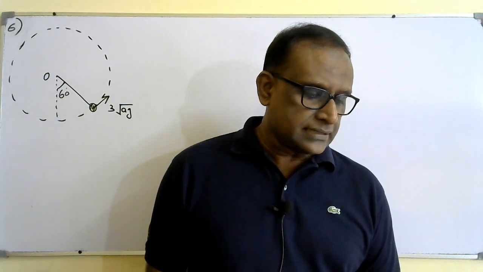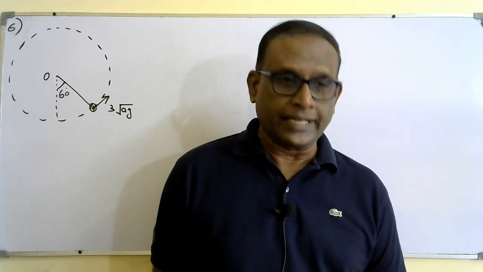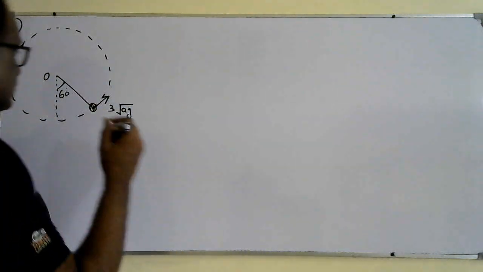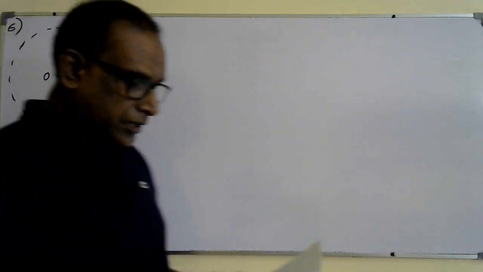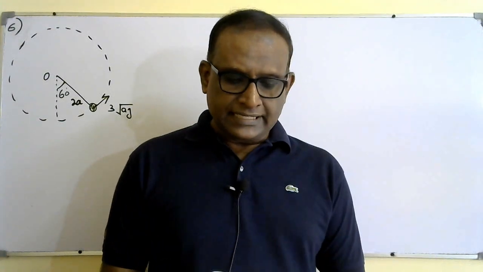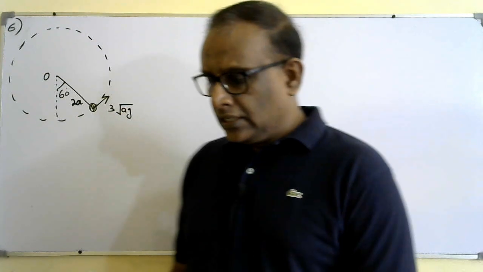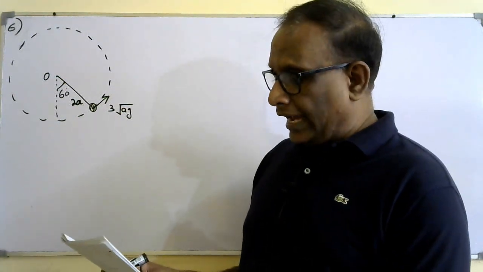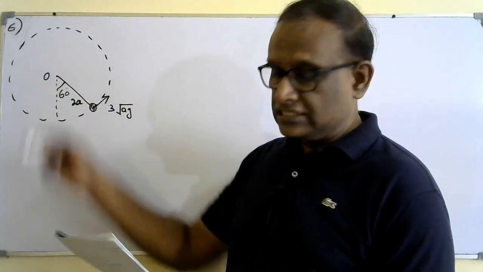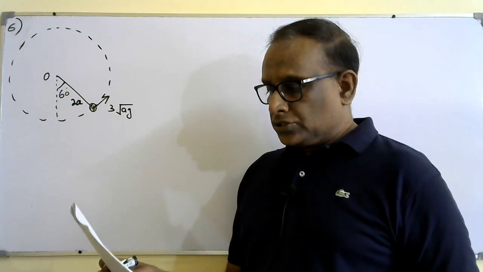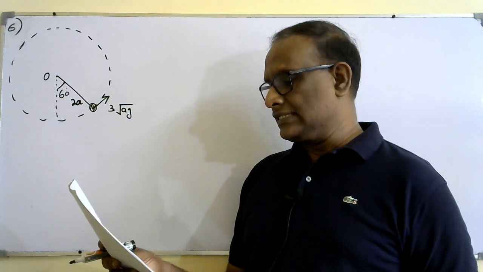A particle of mass m is attached to one end of a light inextensible string of length 2a. So that means the radius of the circular path is going to be 2a. The other end of the string is attached to a fixed point O. The particle is initially held at point A with the string taut under tension and it's thrown at a speed of 3 root ag as shown in the figure. This diagram is given in the paper. So the question is, show that the particle performs complete vertical circles.